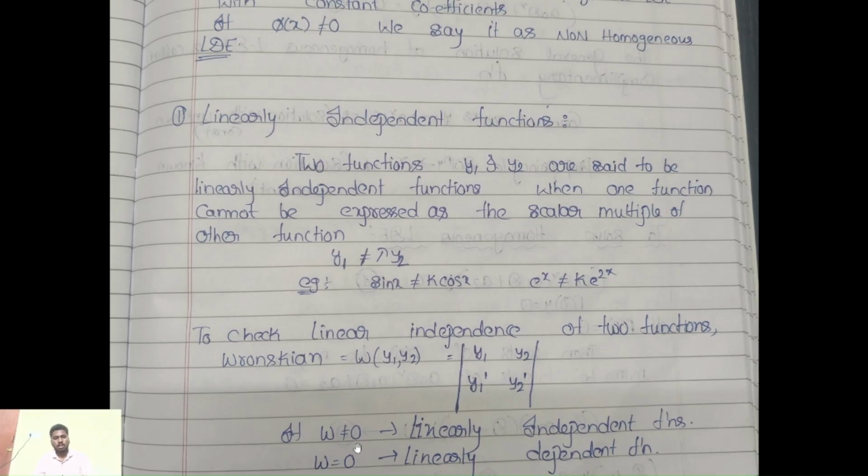If the Wronskian is not equal to 0, meaning the determinant of this 2 into 2 matrix is not equal to 0, then y1 and y2 are called linearly independent functions. If the Wronskian of y1, y2 equals 0, meaning the determinant of this 2 into 2 matrix is 0, then y1 and y2 are called linearly dependent functions.